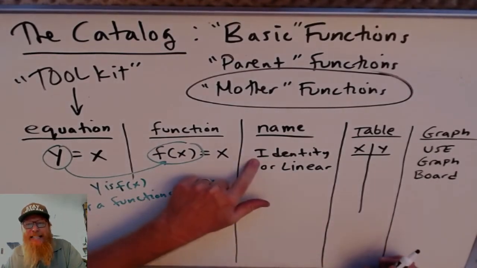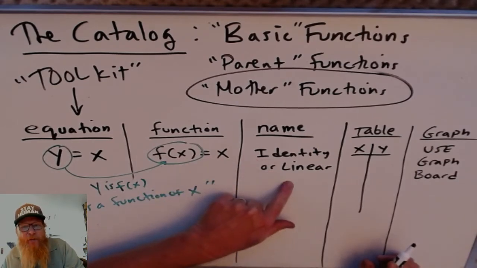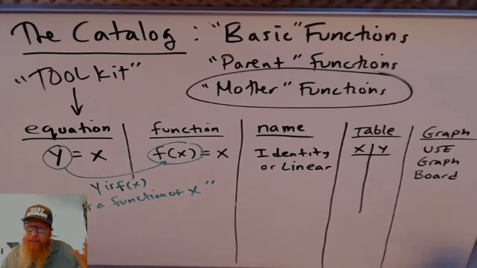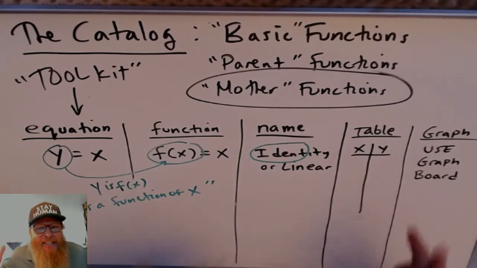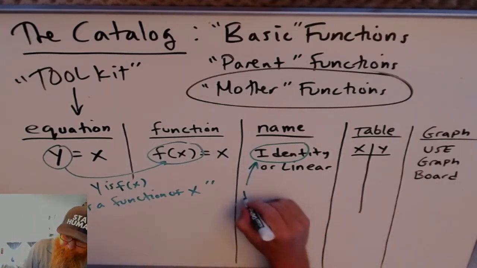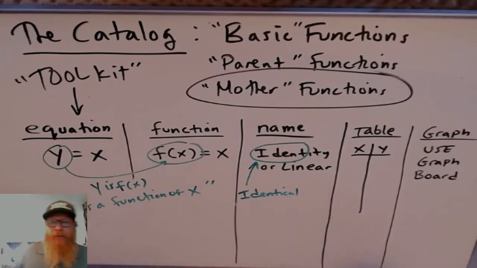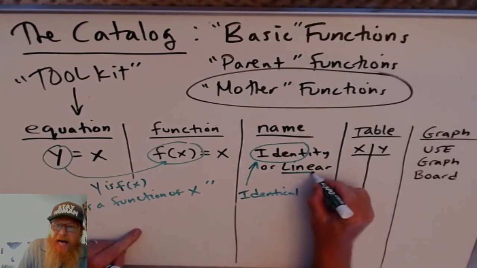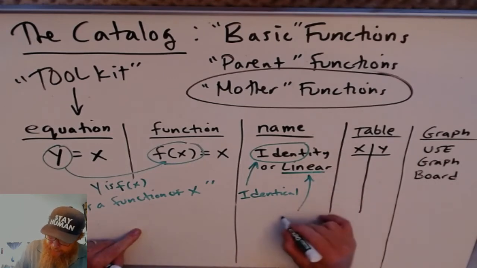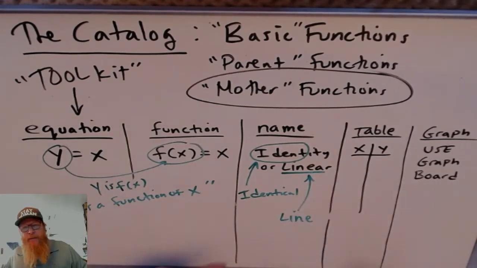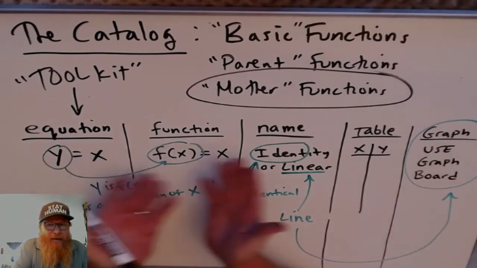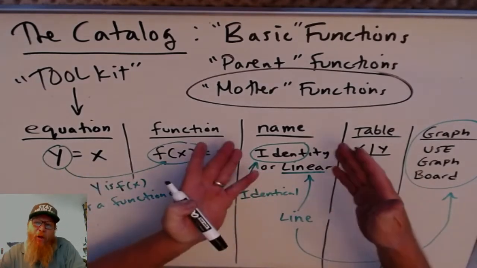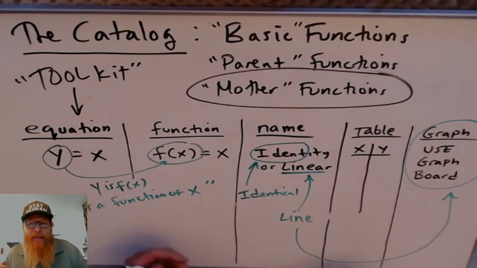Its name is the identity function. It is also called the linear function. It really depends on how you like to remember it. I remember identical. Other people memorize line or linear. That helps us over here when we draw the graph. We know that the graph is going to be a line. So this equation, this function, has really two names. Some people call it the identity. Some people call it the linear function.